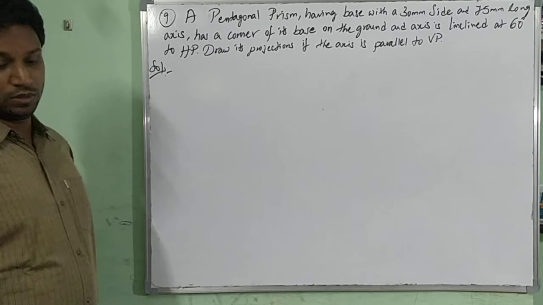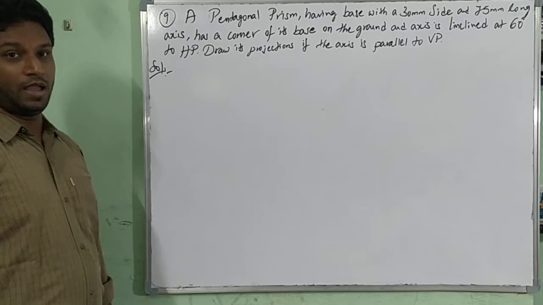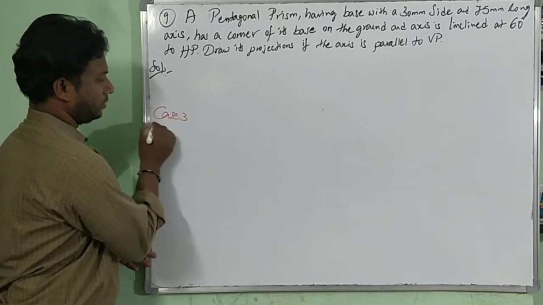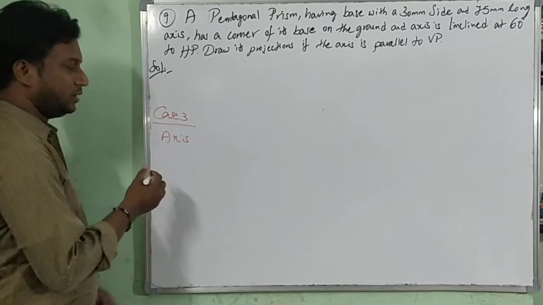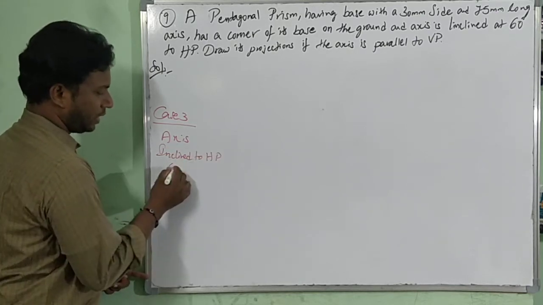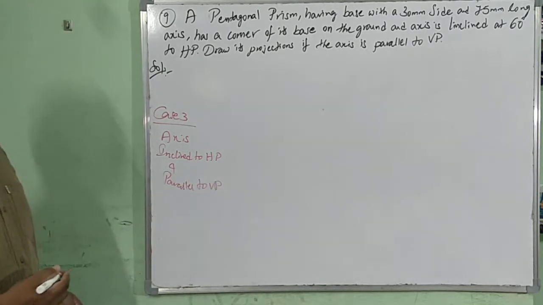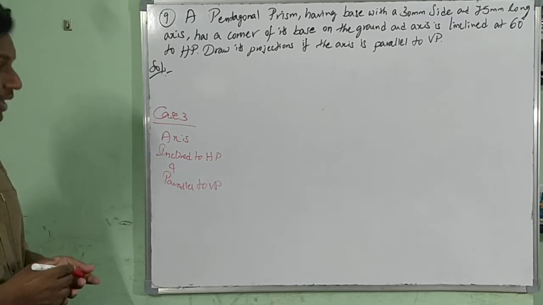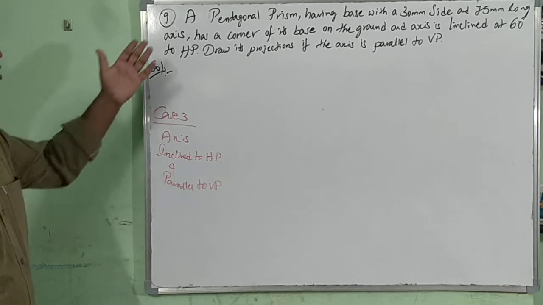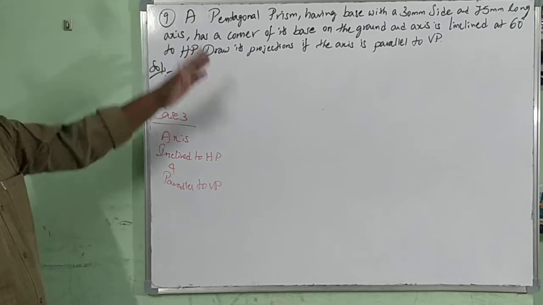We are at unit number 1, projections of solids, exercise 1, case 3: axis inclined to HP and parallel to VP. Already the hexagonal prism problem we have discussed. Now, the same way, we are going for pentagonal. Next problem, the 9th problem, pentagonal prism.